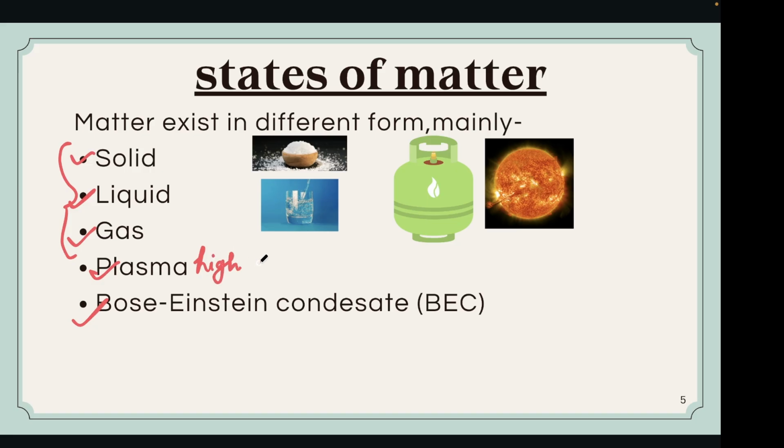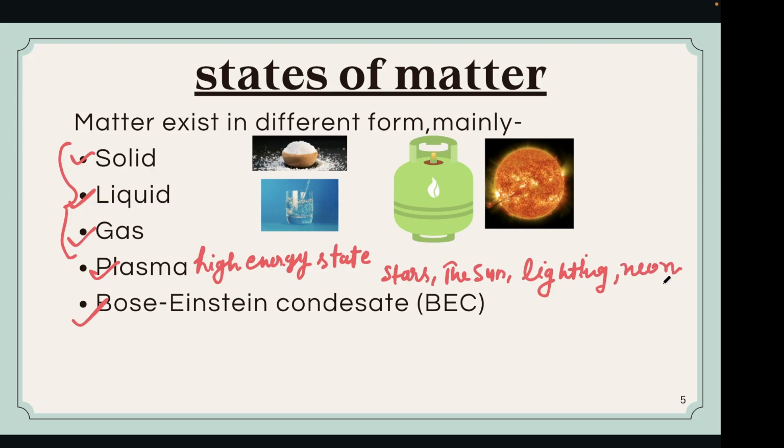In the plasma state, it is a very high energy state of matter. Its particles are charged. They move very fast. It is found in stars, the sun, lightning, neon signs, and plasma TVs.